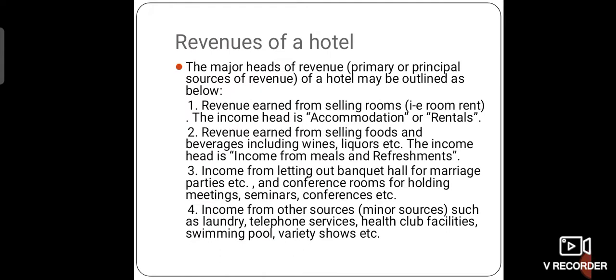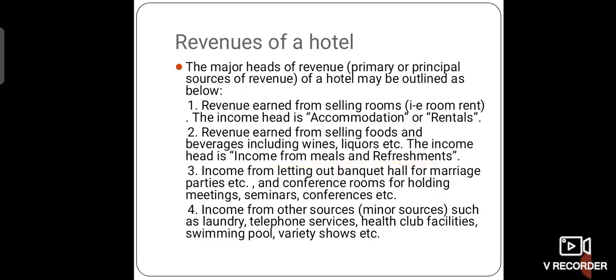Next is major revenues of a hotel. The major heads of revenue of a hotel may be outlined as revenue earned from selling of rooms, that is, room rent. The income head is accommodation or rental. So the most important revenue of a hotel is room rent, or the revenue which we get by sale of the rooms. Next is revenue earned from selling goods, foods and beverages including wines, liquors, etc. The income head is income from meals and refreshments.